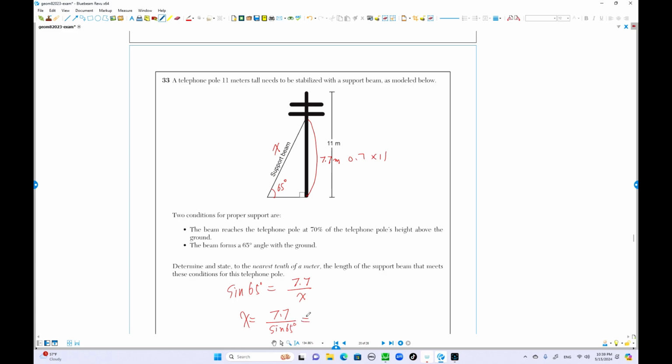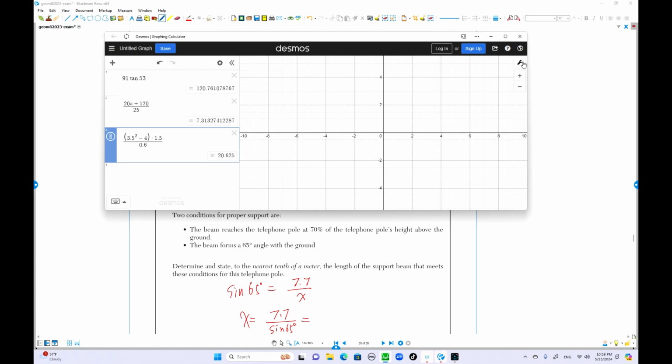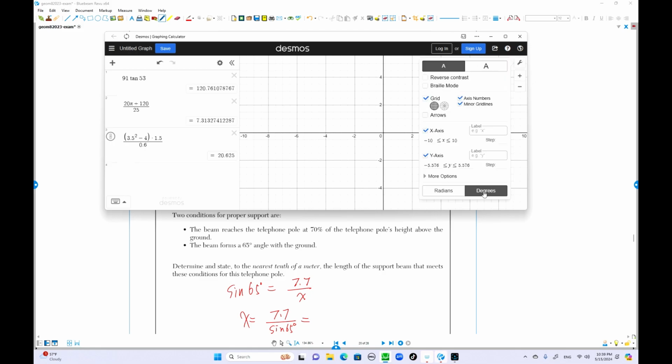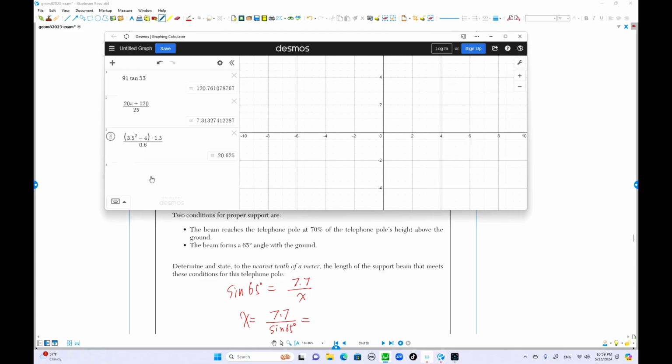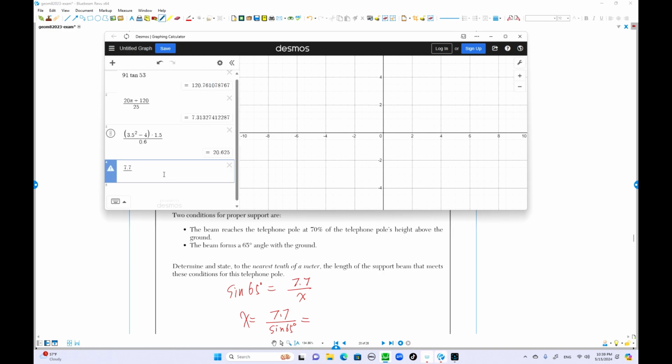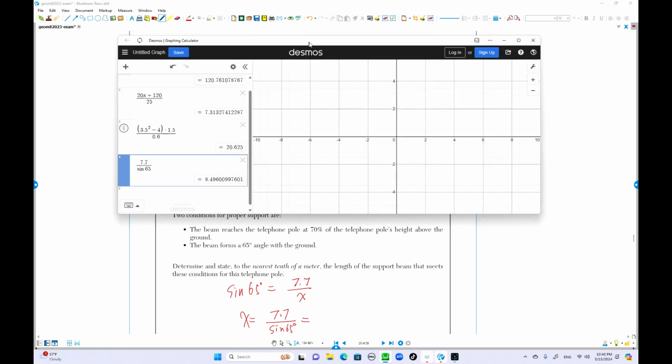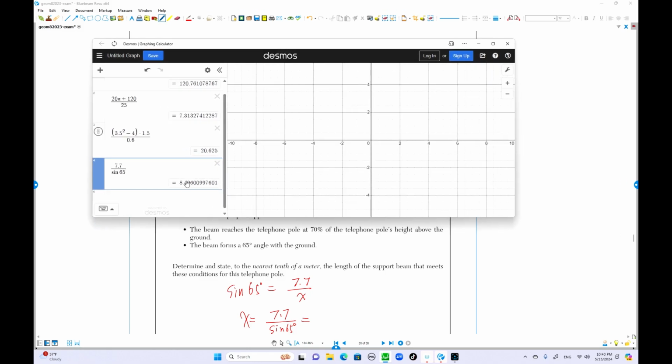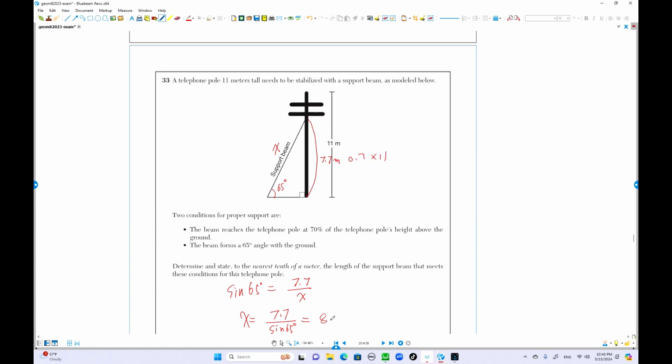When you use your calculator, you need to always check the degree mode. This is degree mode, that's fine. So 7.7 over sine 65. So 8.49, okay? So to the nearest tenth, 8.5 meters. That's the answer.